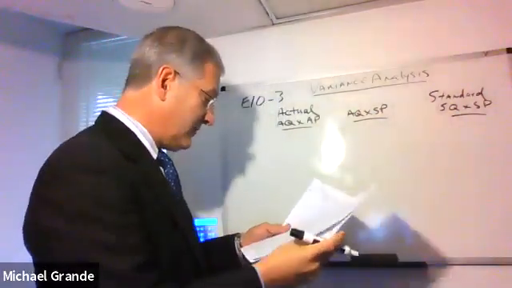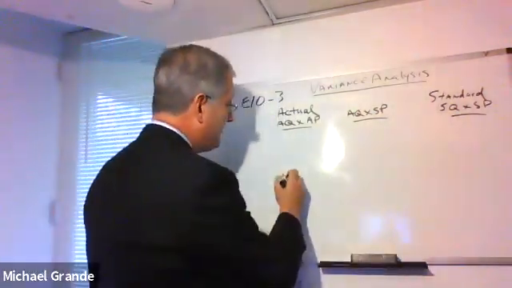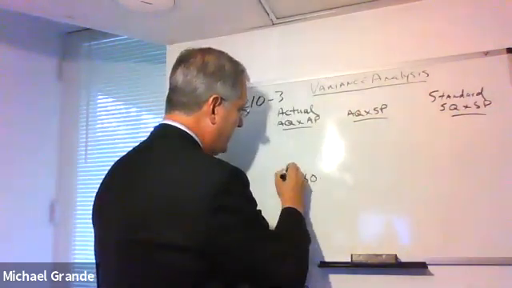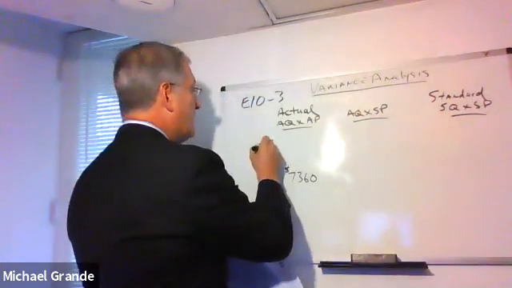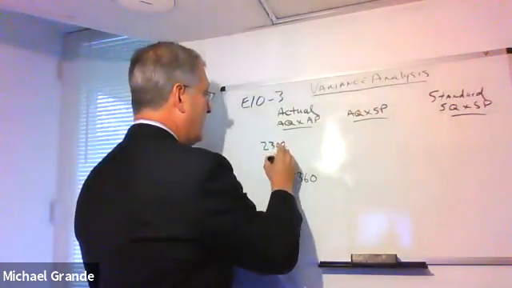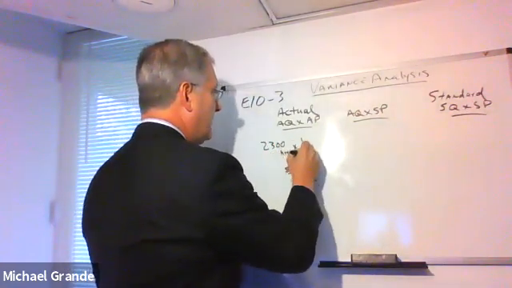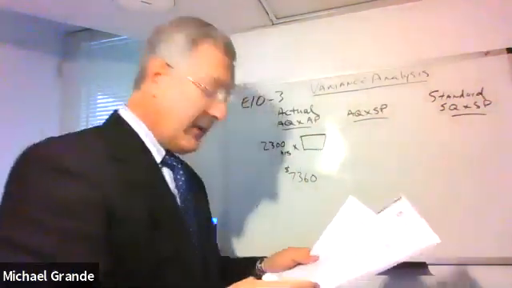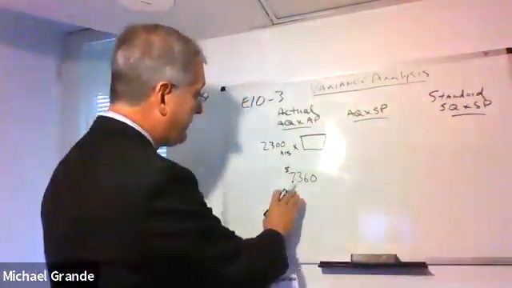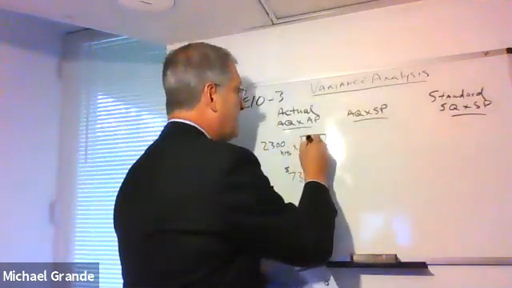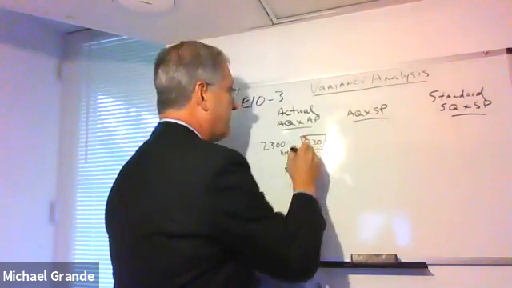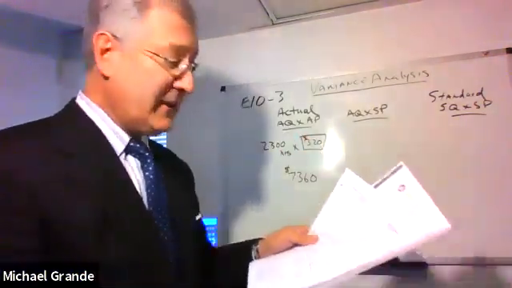They just told us that they spent $7,360. And they told us that they used 2,300 hours, but they did not tell us the rate. But we can easily come up with the rate by taking 7,360 divided by 2,300 hours, which is $3.20.